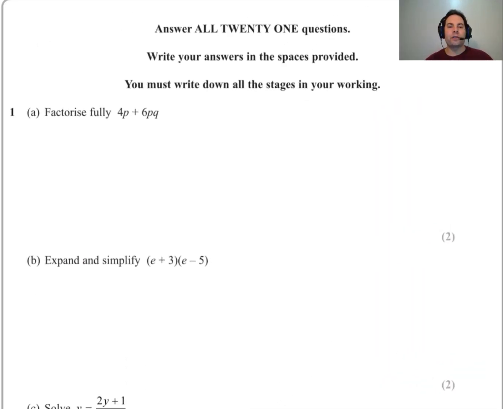Let's start question number 1. Question number 1, part A, factorize fully. Firstly, look at the common factor. 4 and 6, both divided by 2. So we can take 2 outside as a common factor.